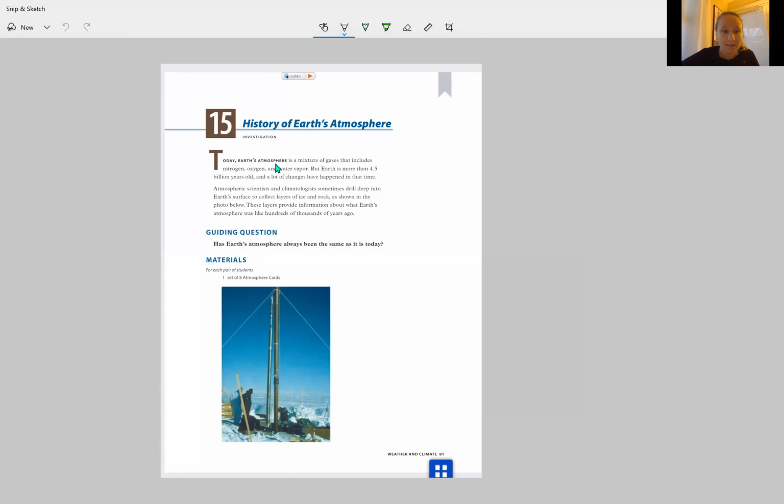Okay, let's start reading. So, today, Earth's atmosphere is a mixture of gases that includes, these are the 3 things it includes: nitrogen, oxygen, water vapor. Those 3 things, I'm going to ask you about those: nitrogen, oxygen, water vapor. Those 3 gases make up the atmosphere. Okay, so we're going to go back to this.